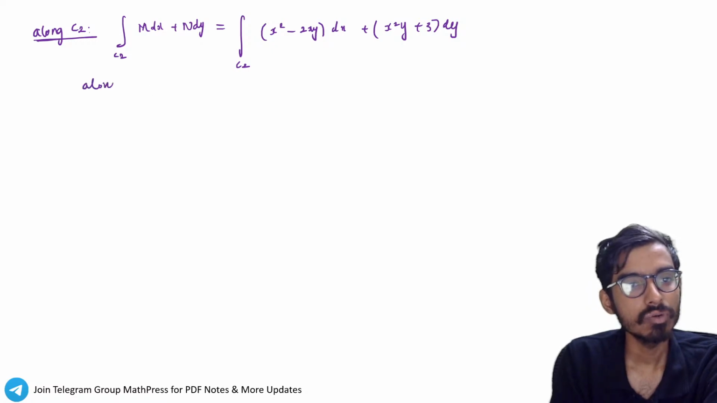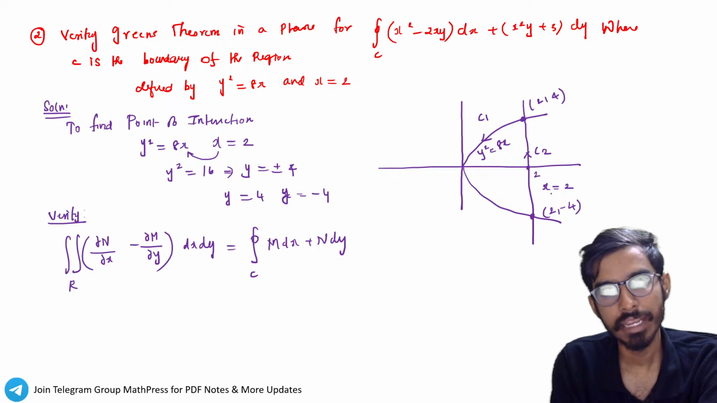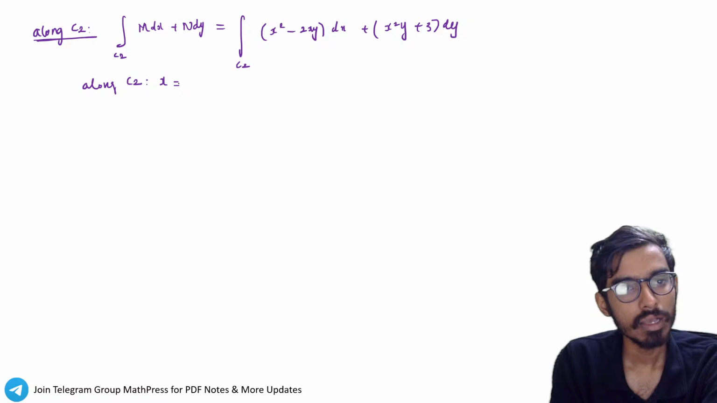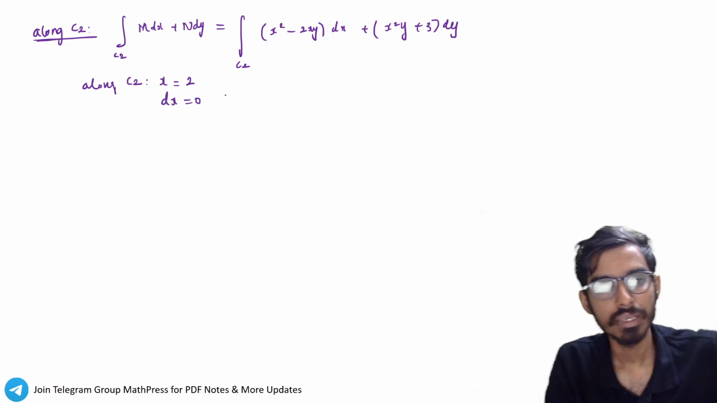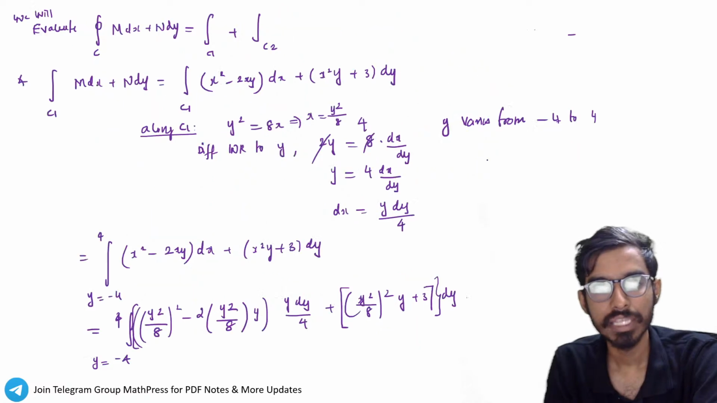Now along C2, remember we are moving in this direction, right? So along C2, x is equal to 2. That means dx is 0. So everything we can convert in terms of y. So where does y vary from? Again, it varies from minus 4 to 4, right?